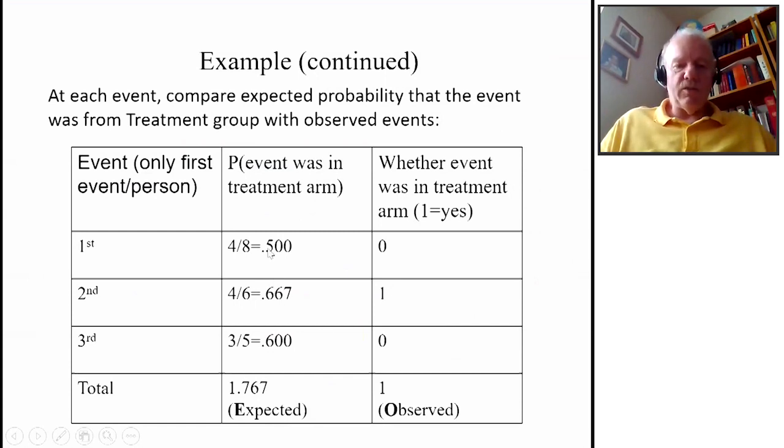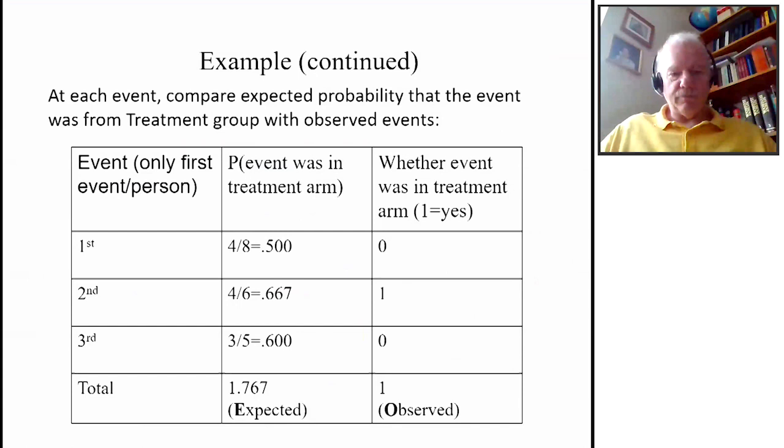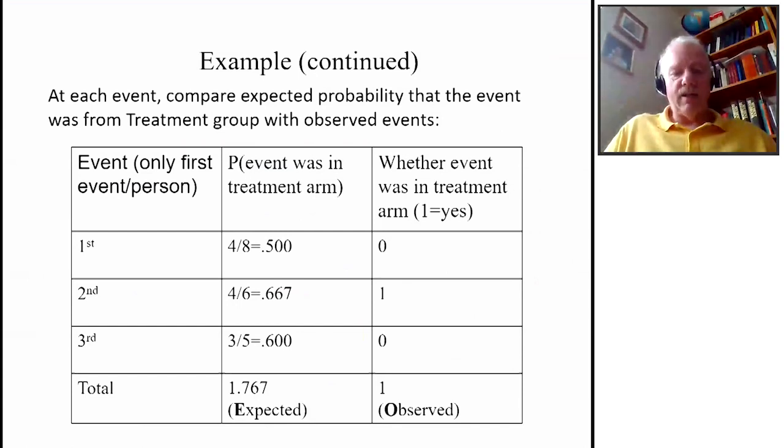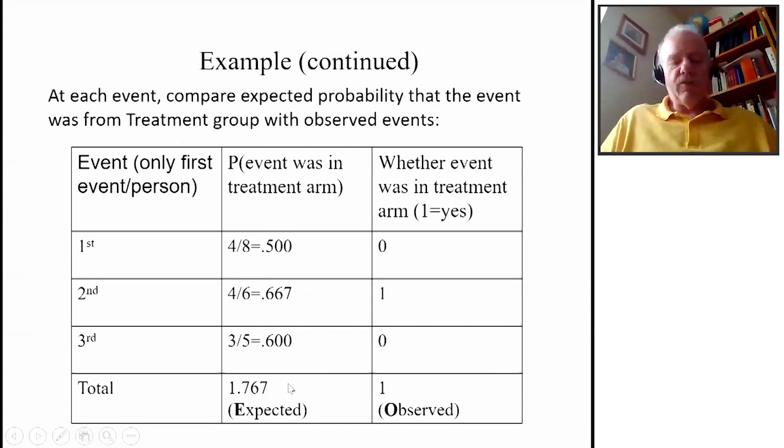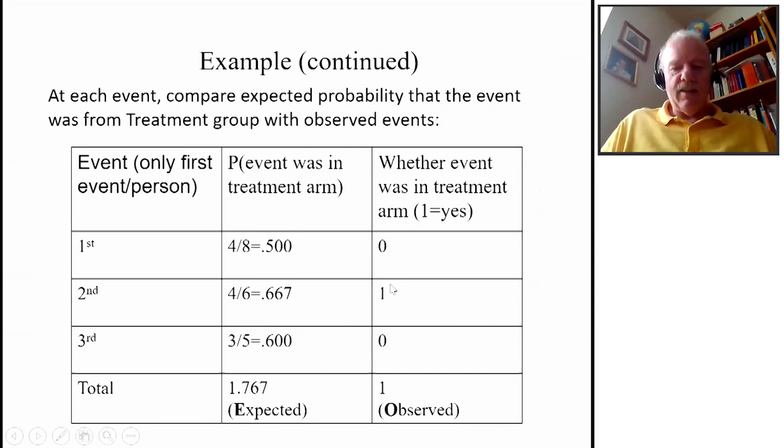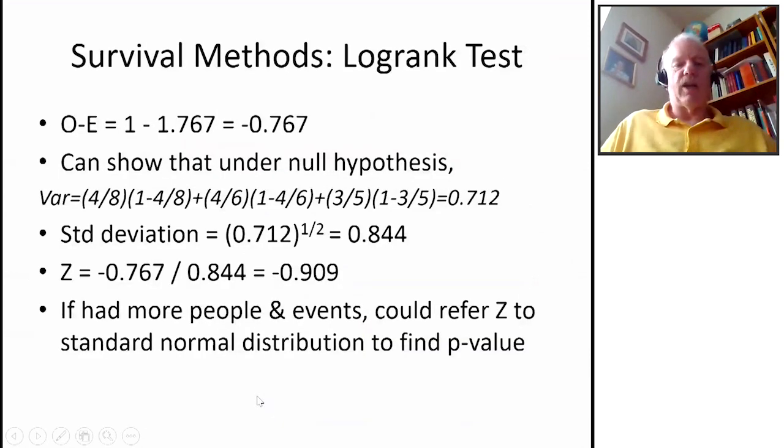And so now what we do is we add up these probabilities of coming from the treatment group. We get 1.767. And that tells us the expected number of deaths that we should see in the treatment group if treatment has no effect whatsoever. Then if we add up these 1s and 0s, this gives us the total number of treatment deaths that we actually observed. So this is how many we would expect to see if treatment had no effect. This is how many we actually saw. So now we say, okay, we saw fewer deaths than what we expected, but is that strikingly fewer?